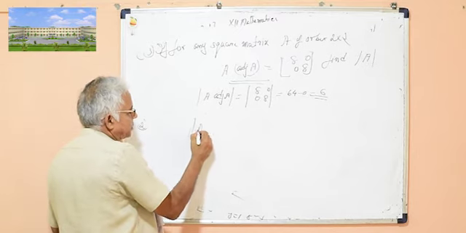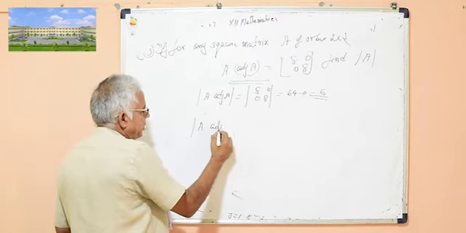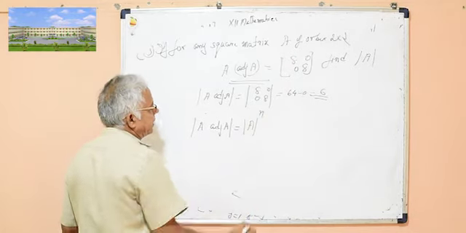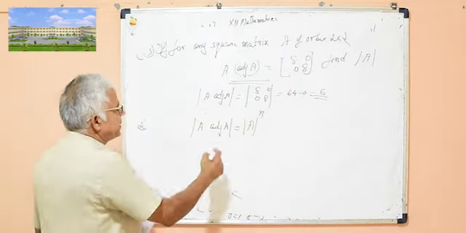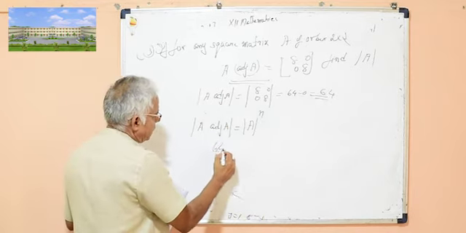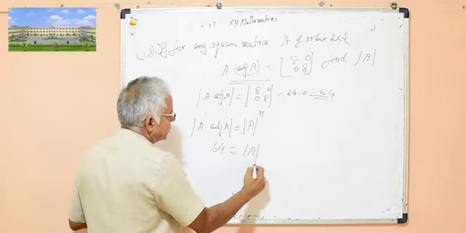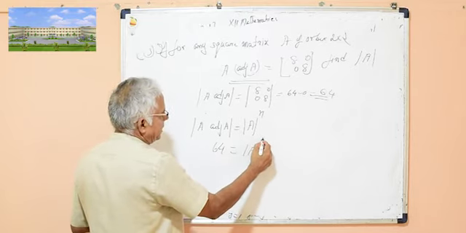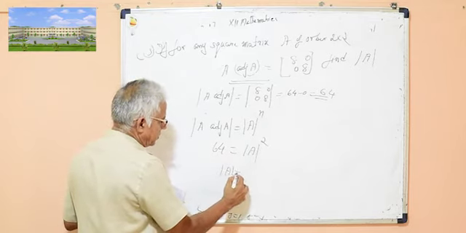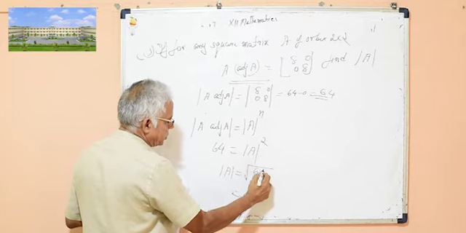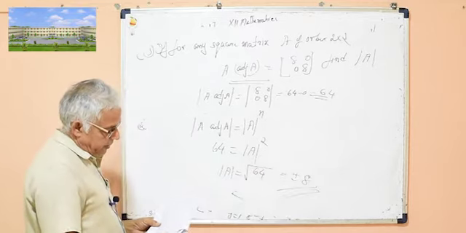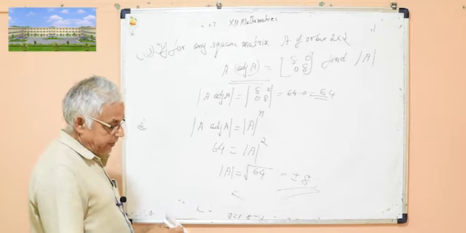Another formula we use: determinant of A into adjoint of A is equal to determinant of A raised to n. That is, determinant of A into adjoint is 64, so 64 is equal to determinant of A raised to n. n is equal to order 2. Therefore, determinant of A is equal to square root of 64, which is plus or minus 8. This is the answer by this method.